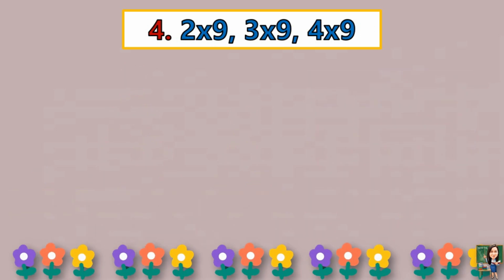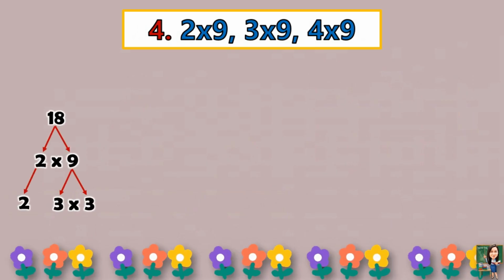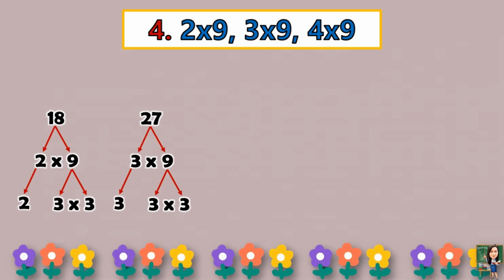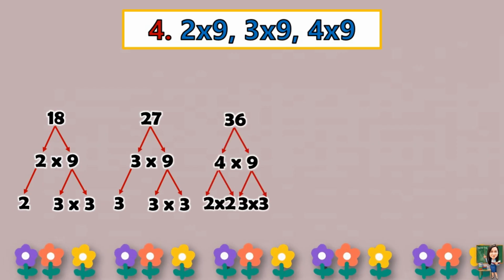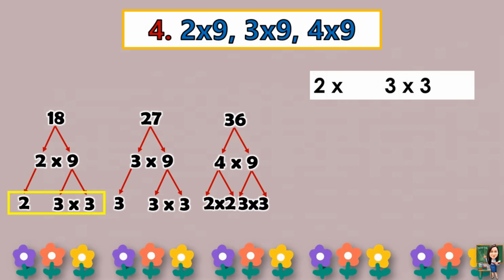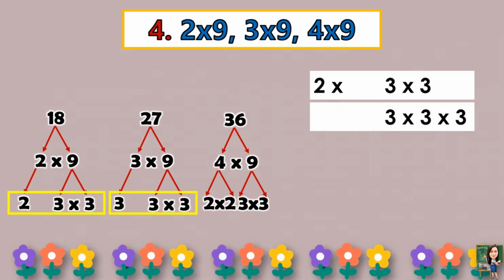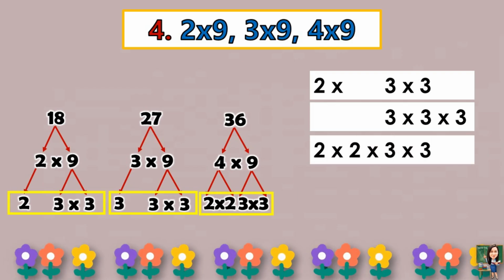Number 4. 2 times 9, 3 times 9, 4 times 9. 2 times 9 equals 18. 3 times 9 equals 27. 4 times 9 equals 36. The prime factors of 18 is 2 times 3 times 3. The prime factors of 27 is 3 times 3 times 3. The prime factors of 36 is 2 times 2 times 3 times 3. List down all the prime factors.